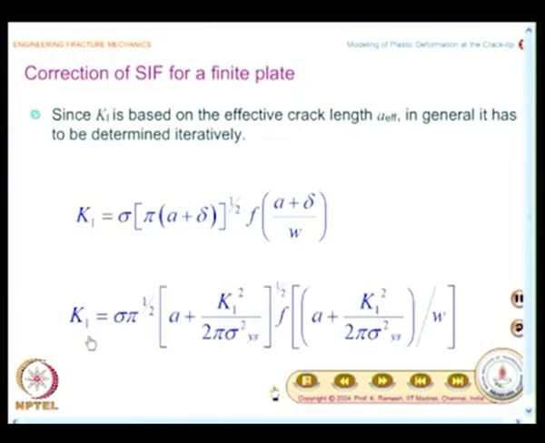So, I will get K1 equal to sigma pi power half multiplied by (a plus K1 squared divided by 2 pi sigma ys squared). You are essentially replacing the delta in terms of Irwin's result. I have the function rewritten as (a plus K1 squared divided by 2 pi sigma ys squared) whole divided by W.